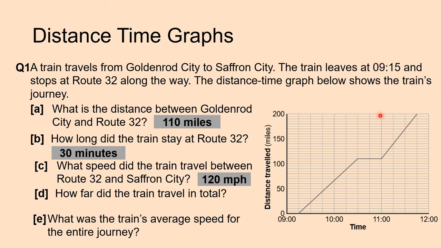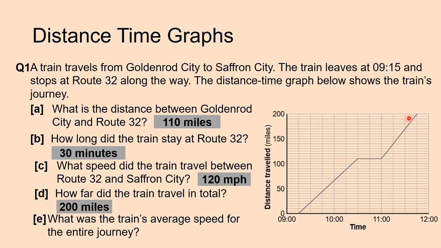You may have also worked that out per minute. So miles per minute, which isn't as common but would still be okay, and that would be 2 miles per minute. How far did the train travel in total? Well, it went the first 110 and then another 90, so that's 200 miles.